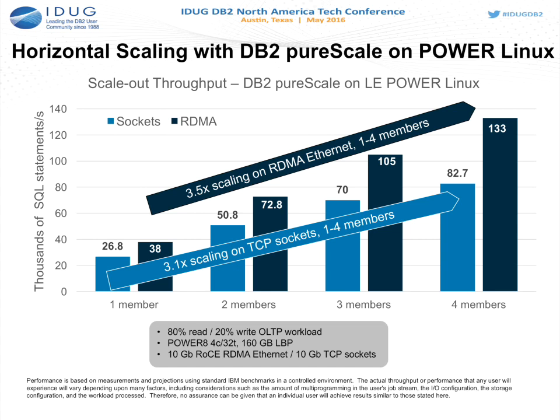You can see here we were able to demonstrate over this Power 8 cluster 3.5 times scaling as you scale the workload from 1 member up to 4 with RDMA, and 3.1 scalability with the just vanilla run-of-the-mill Ethernet from 1 member to 4 members.